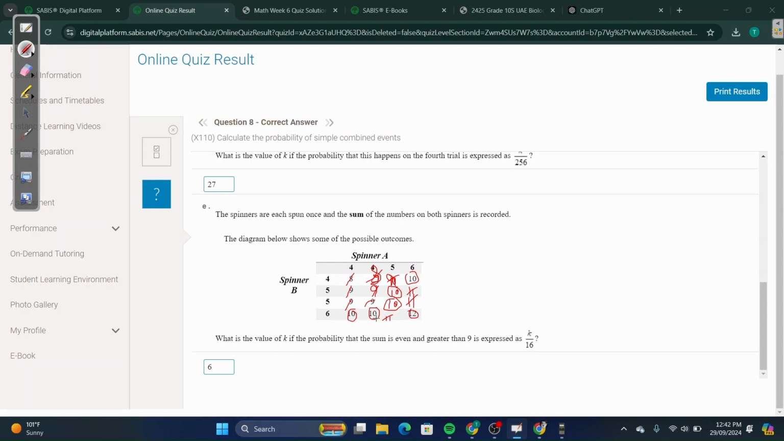So we have 1, 2, 3, 4, 5, 6. We have 6 out of 16, which is how they wanted us to express it. So that's our answer. Okay.